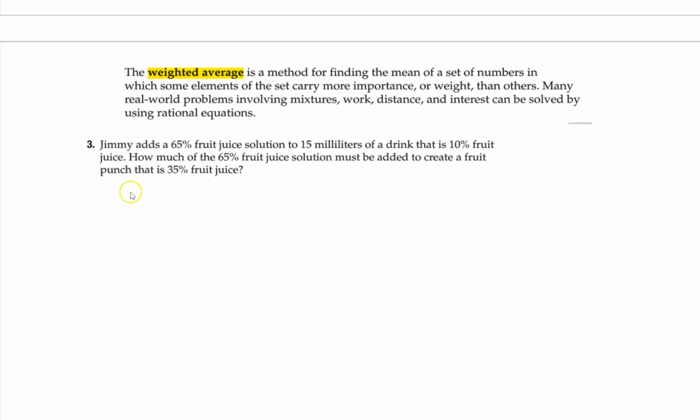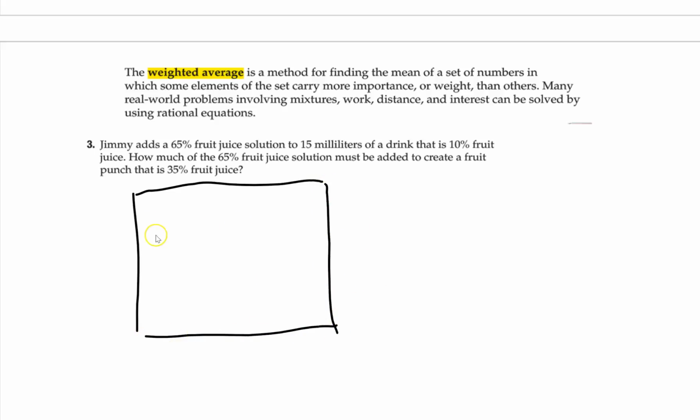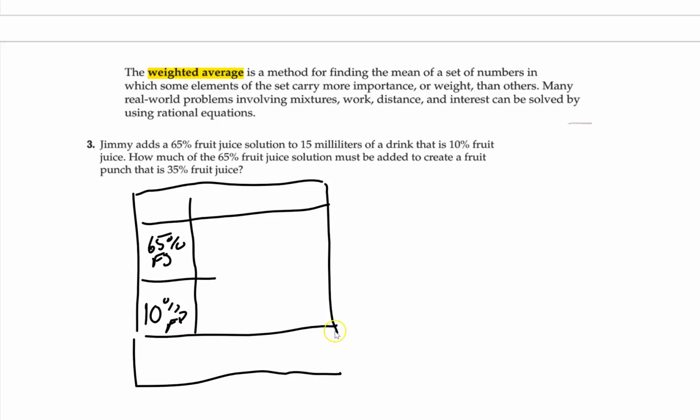Right? So first thing, let's make a little box. It's an alright box. Okay, so this is the way it's going to work, right? Look what we're adding. We're adding 65% fruit juice, so 65% juice. And then we're adding it to a 10% punch. And then we're going to get a mixture. So the way these generally work, we get some mix.